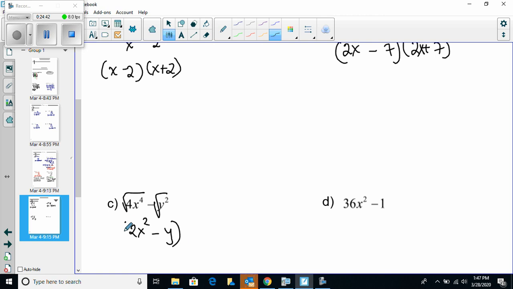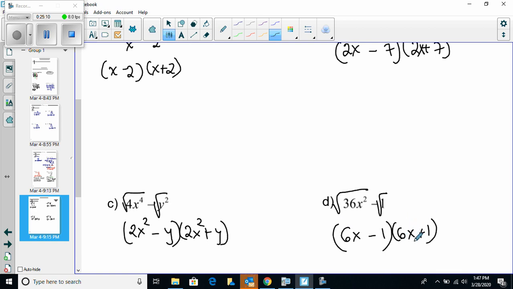So this will be 2x squared minus y times 2x squared plus y. And the last one, again, we'll check if it is a perfect square. So the square root of 36x is 6x, and the square root of 1 is 1. So this will be plus 1. I hope that this is enough for review.